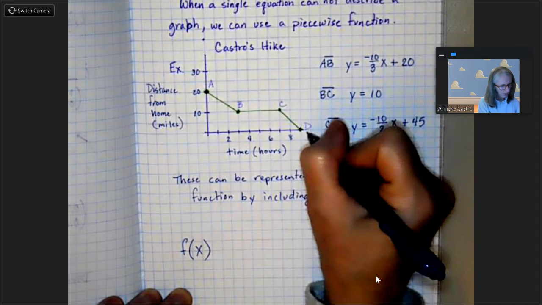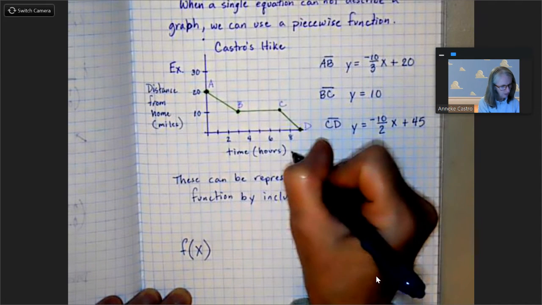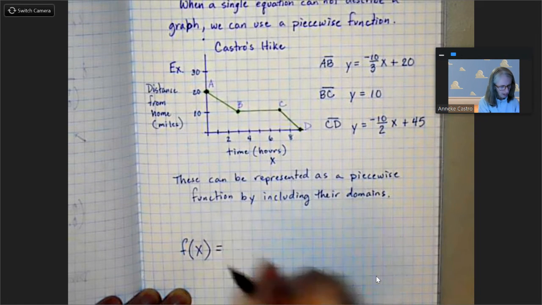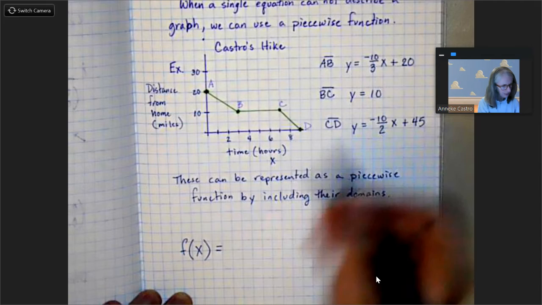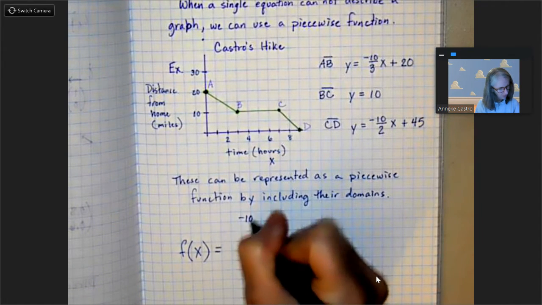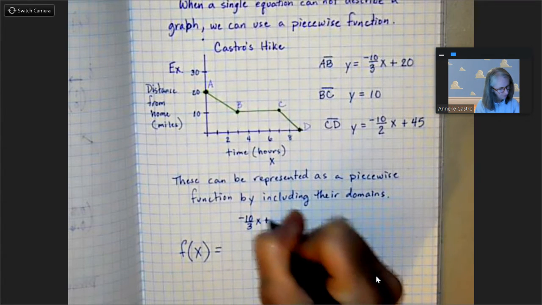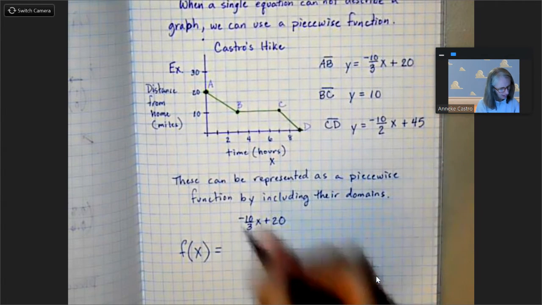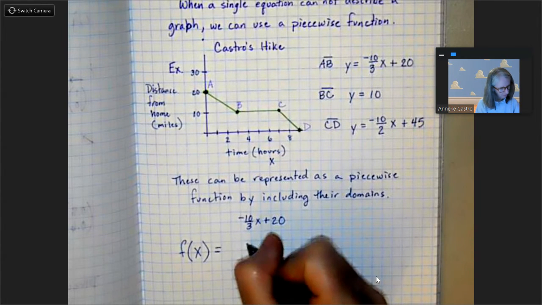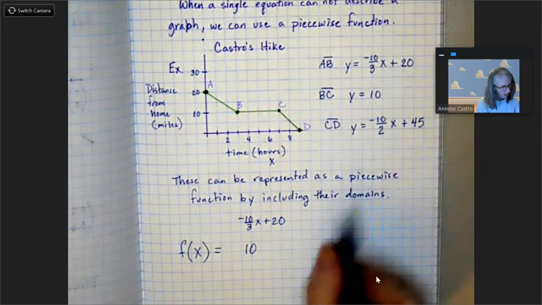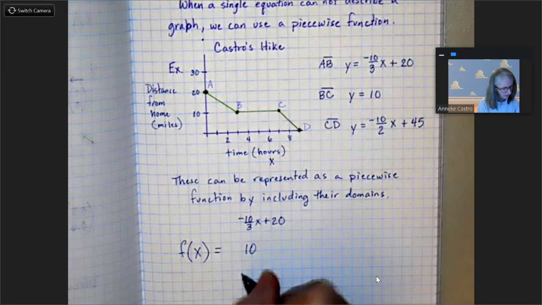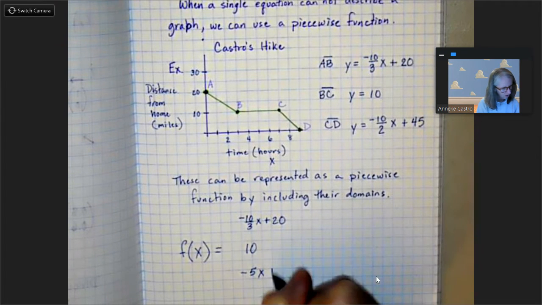and x is my hours here, so that's my x. F of x is equal to, and I'm going to do this in 3 pieces. I'm going to take the first line, which is negative 10 thirds x plus 20. The second one, y is equal to 10, so I'm just going to write 10. And the third one, I'm going to simplify. Negative 10 divided by 2 is negative 5, so I'm going to get negative 5x plus 45.